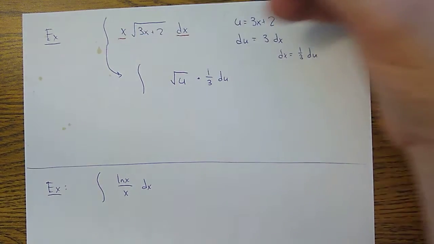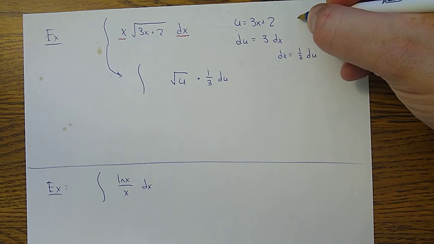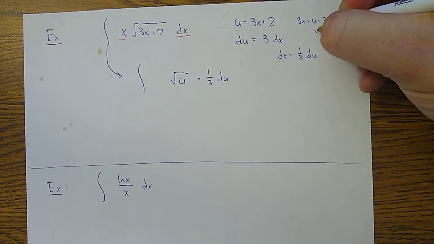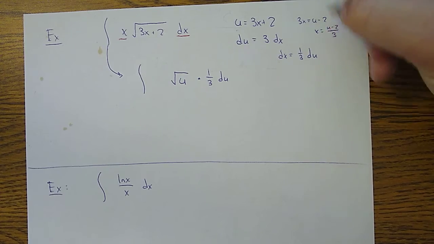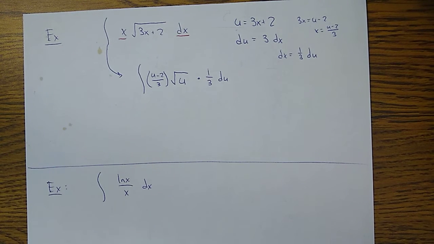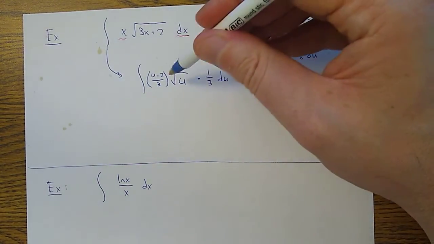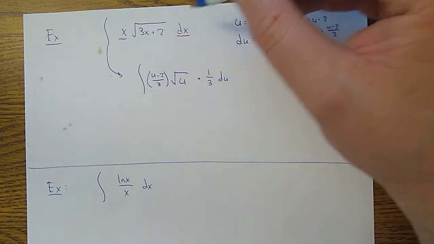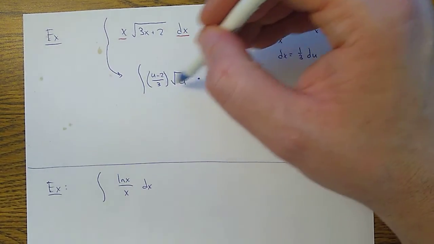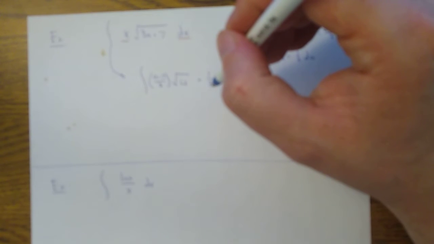I also need to replace this x. I can solve for x here. So 3x is u minus 2, x is u minus 2 over 3. Right? Okay, so this is good. Whenever you're doing a u substitution, you want to get rid of all of the old variable. The old variable's x, the new variable's u. I don't see any x's here, so that's good. What I need to do now is try to integrate this.